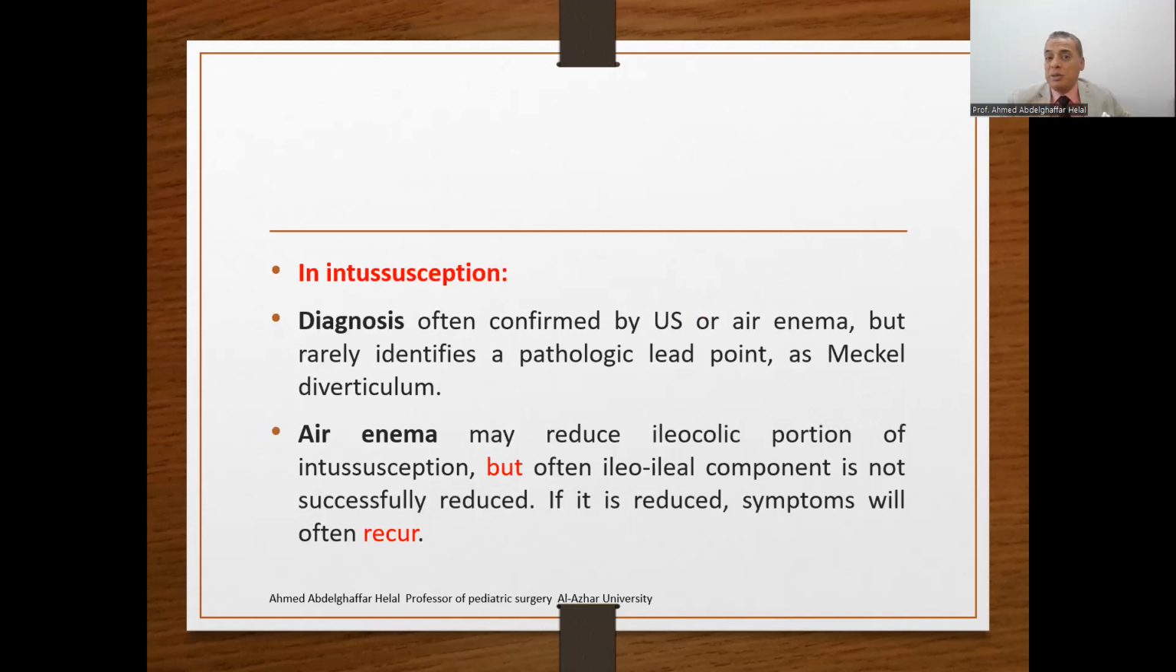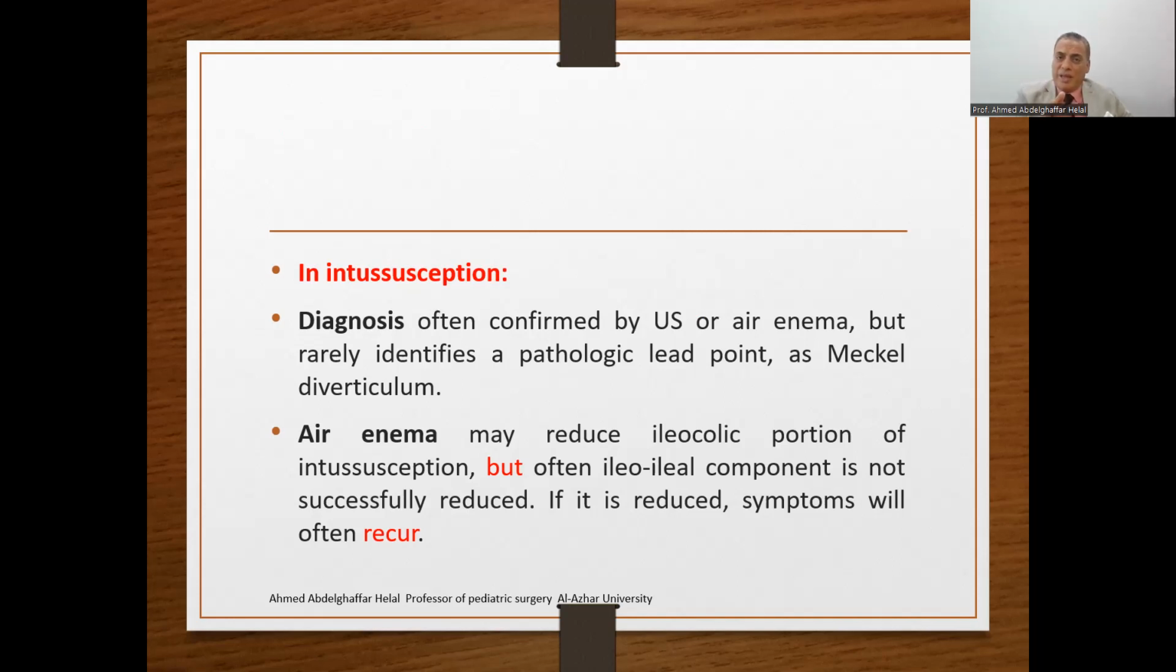In intussusception, the diagnosis is confirmed by the ultrasound or air enema, but it rarely identifies the pathological lead point at the Meckel. Very difficult for the ultrasonographer to identify that the cause is Meckel. Ultrasound may diagnose that the obstruction is related to intussusception. Air enema, yes, in intussusception may reduce the ileocolic portion of the intussusception, but often the ileoileal component is not successfully reduced. And if reduced, symptoms will often recur.